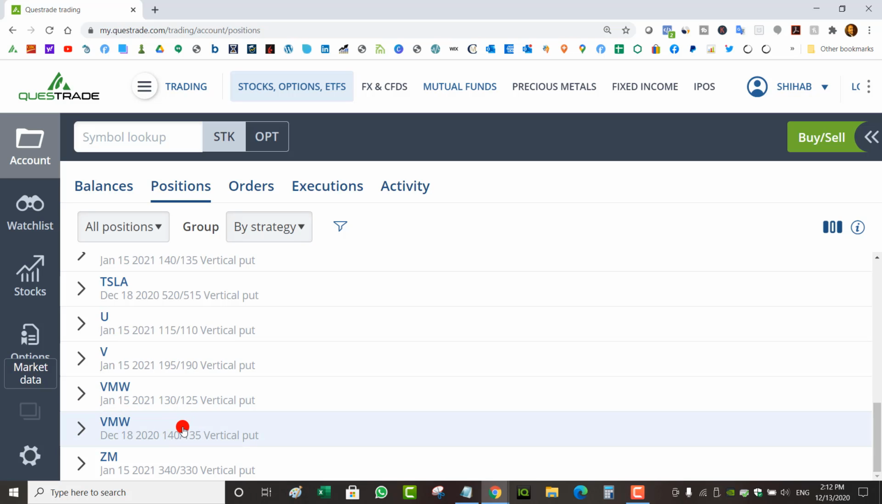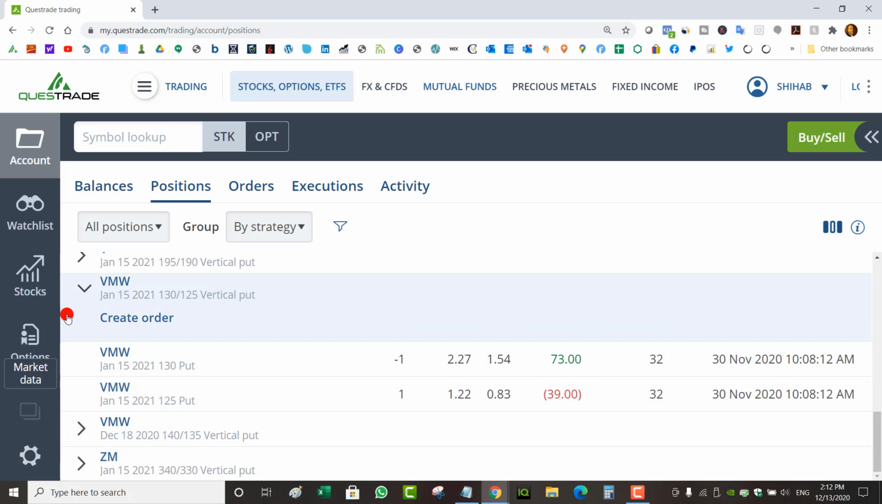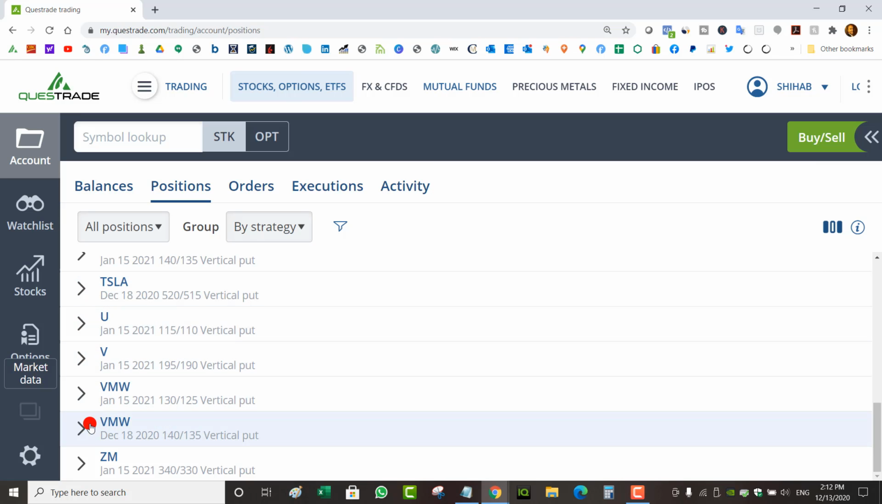I opened them one before earnings and then I think one after earnings. So this one's after earnings. That's why my short strike is pretty far, 130. But then the December 18 one, that's not doing too well. It's got a 140 strike and I think VMware is trading exactly at 140. And it expires this Friday.